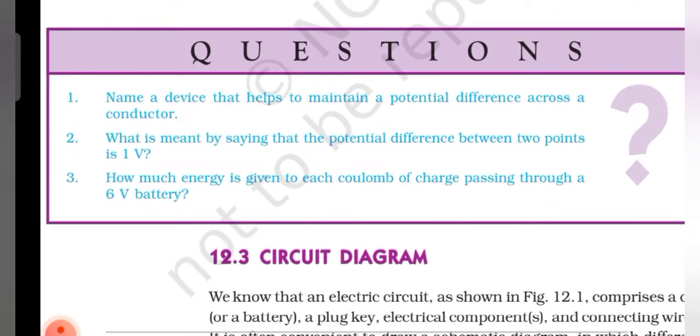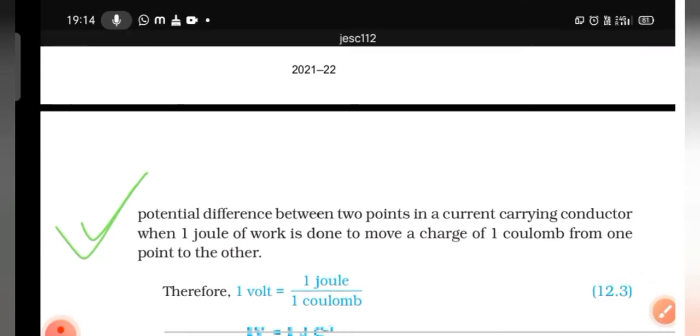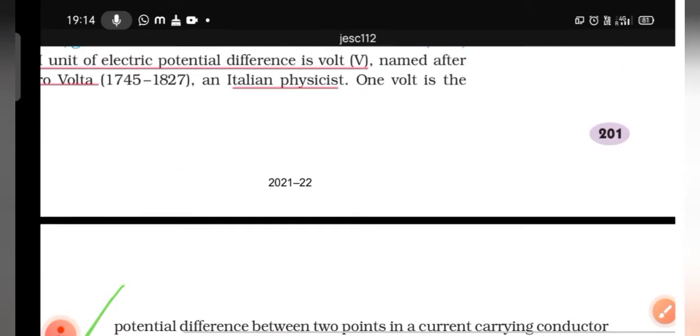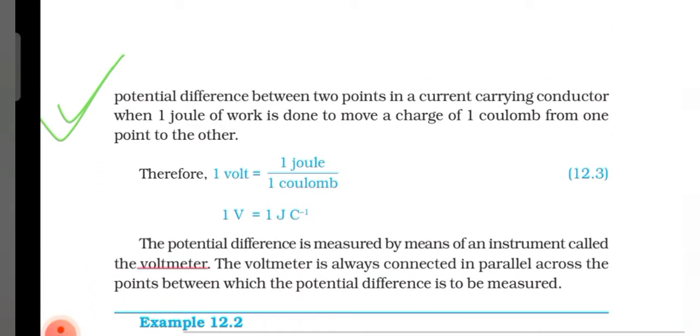Now next question, what is meant by saying that the potential difference between 2 points is 1 volt? Just now I told you the definition of 1 volt. That is also asked in one-liner questions. 1 volt is the potential difference between 2 points in a current carrying conductor.